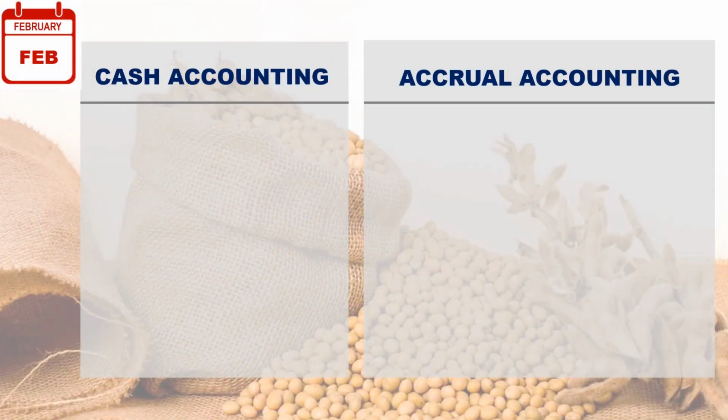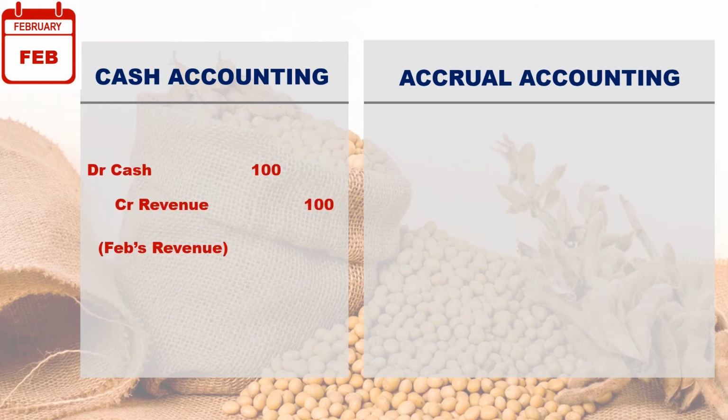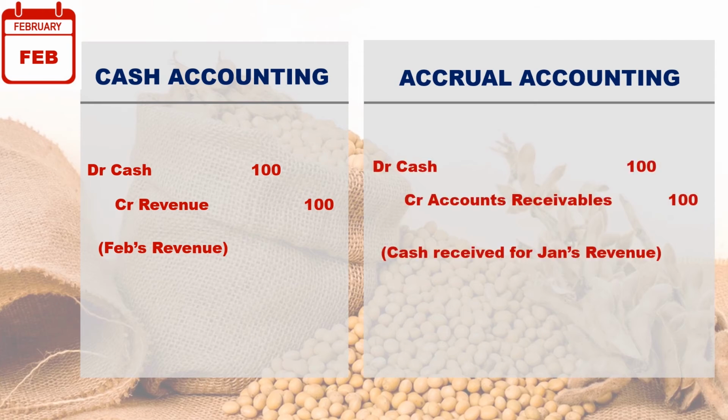As Bob only received the cash in February, under the cash accounting, he has to record the revenue transaction in February. Here, he will debit cash and credit revenue. Straightforward. On the other hand, under the accrual accounting, as revenue has been recorded in January, when Bob received the money from James in February, the journal entry to record this receipt will be debit cash and credit accounts receivable. Let's take a look at how expenses will be recorded differently under cash and accrual accounting.